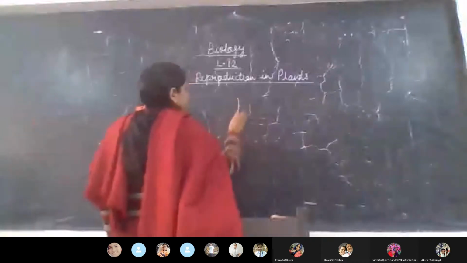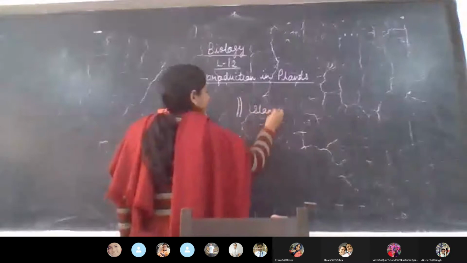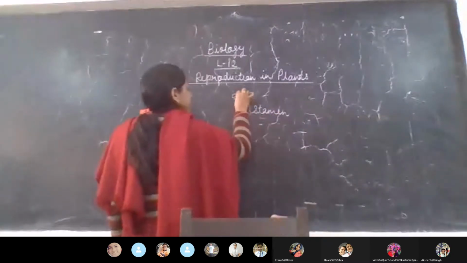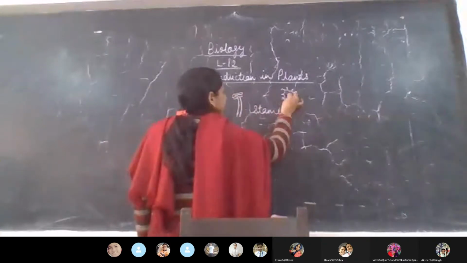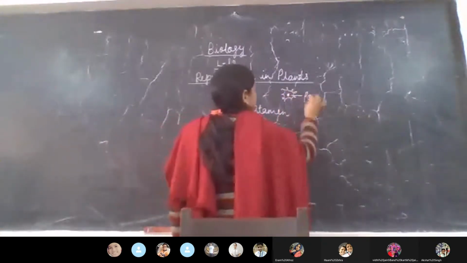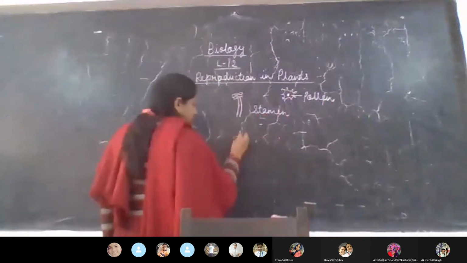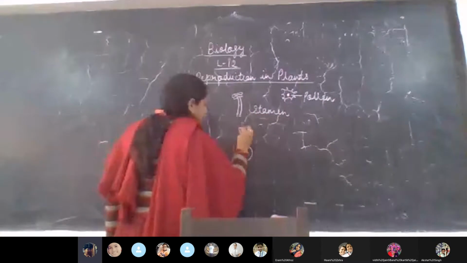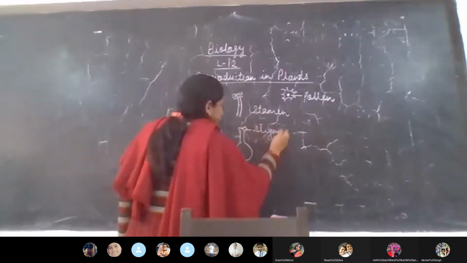Yes. Now see, the male whorl was the stamen, and it had anther and the filament. So this produced small structures, and these were called pollen. Yes? Yes or no? Yes, ma'am. Then we had the female whorl. What was it called?